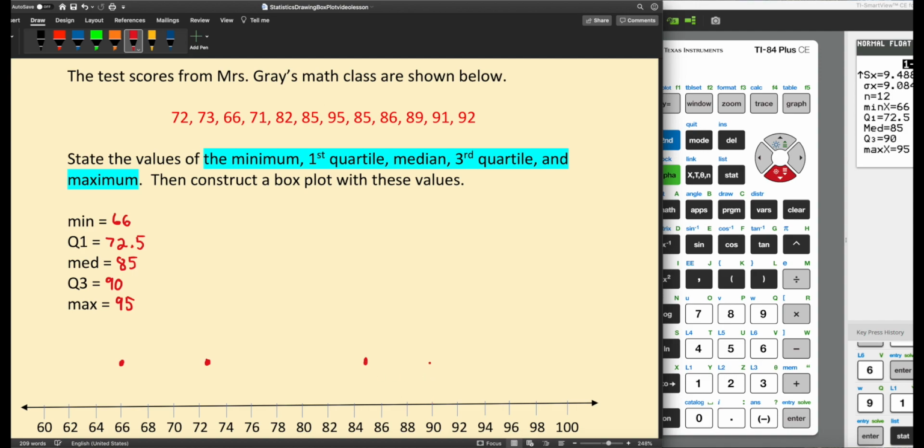90, that's right here. And then, of course, 95. Again, in between 94 and 96, so you put 95 in the middle just like that. All right, now you're almost done.